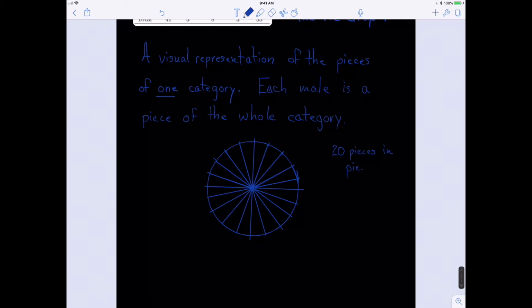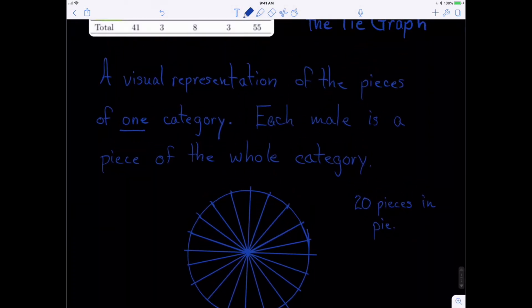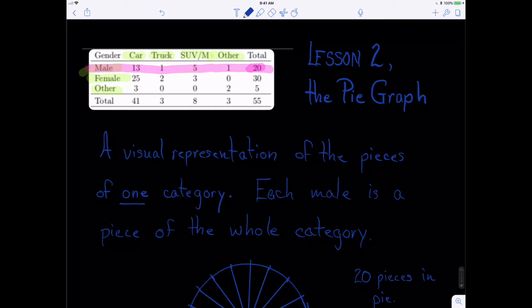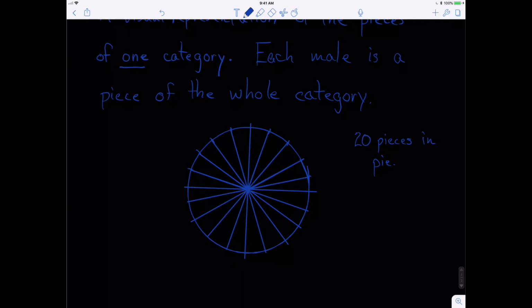So here we go. For each one, we're going to change this. So the males, let me undo that. If we go back up here, notice that for males, they could be driving a car, a truck, an SUV or minivan, or using another mode of transportation. So what we're going to do is use different colors. I'm going to leave my blue lines, so let's do orange. Let's just start with the first one, cars. So males that drive cars will be represented in orange.